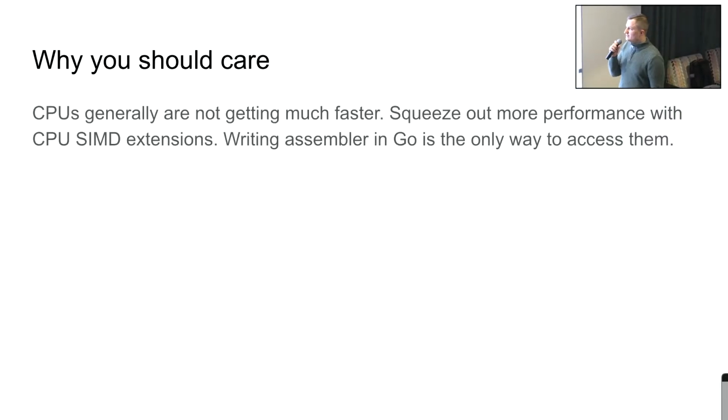So I'll just reiterate why you should care. Of course, it's my own personal opinion, but CPUs nowadays are not getting much faster. It seems like the focus is more on adding more CPU cores to computers instead of making them faster. So by using these SIMD instructions through the Go assembler, you can squeeze more performance out of your programs. And writing Go assembler code is the only way to access them.